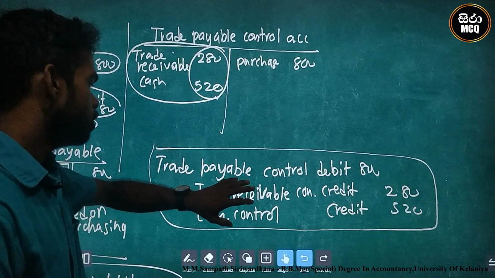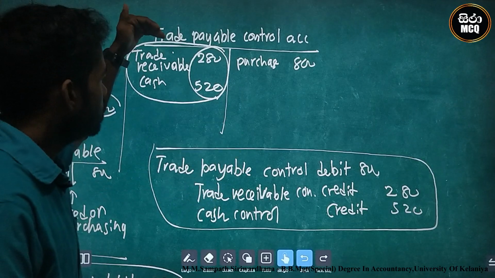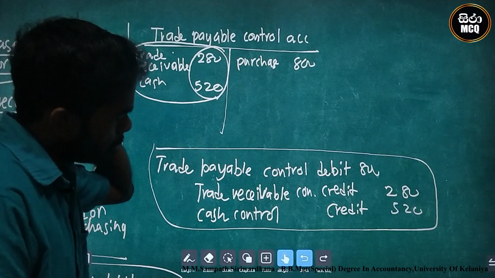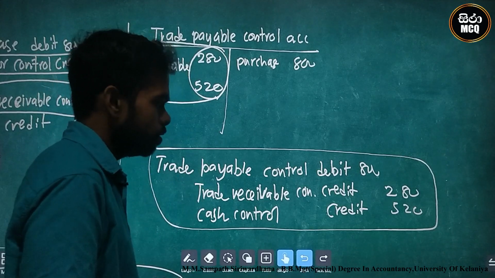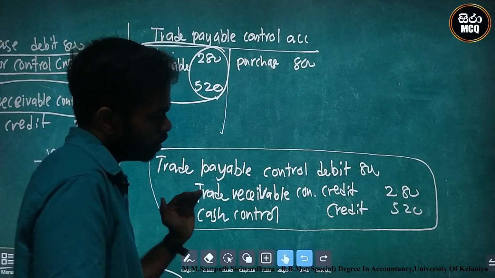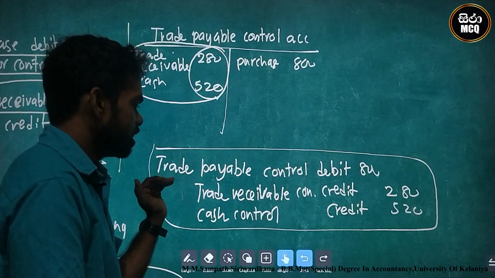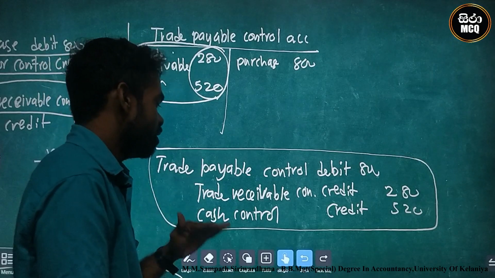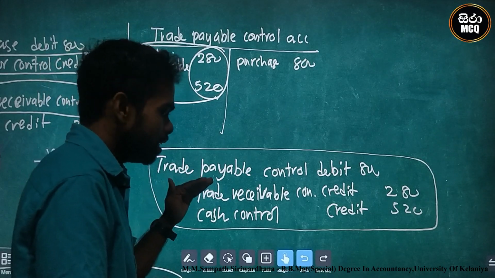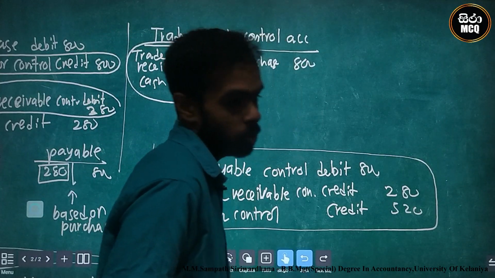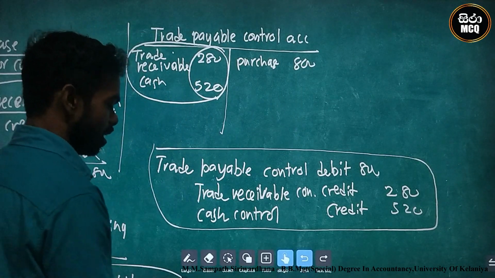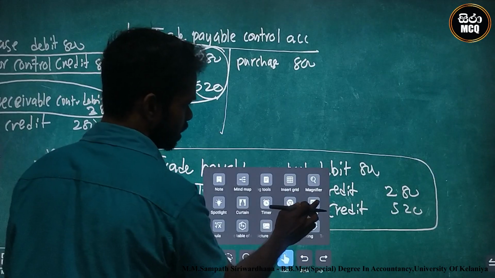Okay, total trade payable control account debit. The settlement credit shots vary. Why? The cash paid was 520. The set off from trade receivable, therefore trade receivable control account credit 280. This is the answer we can write.